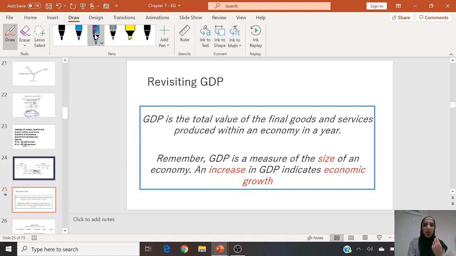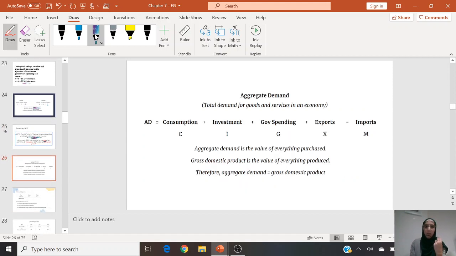But anyway, GDP we know is the total value of the final goods and services produced within an economy, right? Remember, GDP is a measure of the size of an economy. So if you want to know how big the economy is or how valuable the goods in the economy are, you just look at the GDP. An increase in GDP indicates economic growth. We're aware of that as well. And aggregate demand is the total demand for goods and services in an economy. AD equals consumption plus investment plus government spending plus exports minus imports.